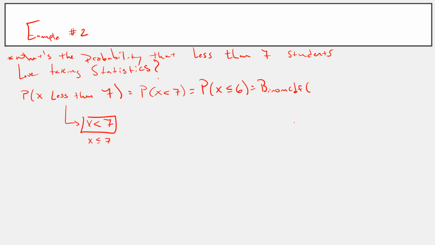Remember, it's n: I'm going to talk to 9 students. p, the probability of success, which is 0.75. And then x, which is going to be from this one right here. If you put in 7 here, you're going to get the problem wrong. So you have to put in the number 6, because the CDF is everything including that number and below it.